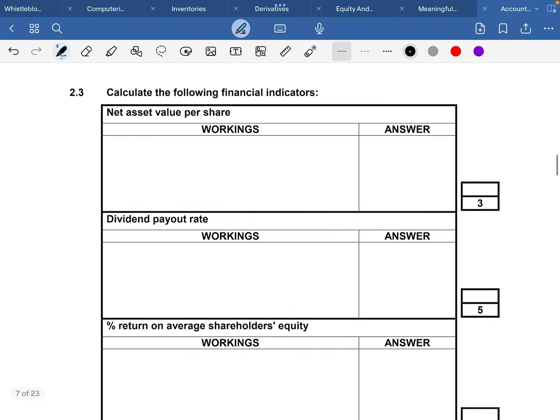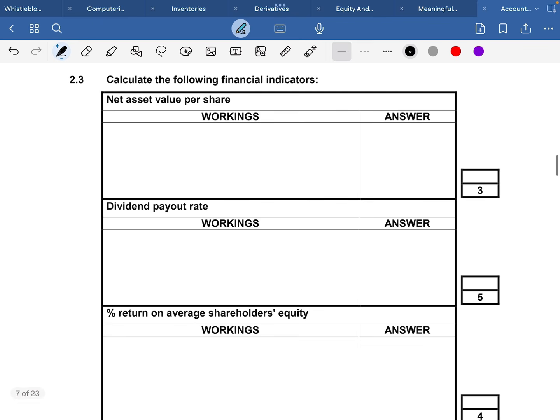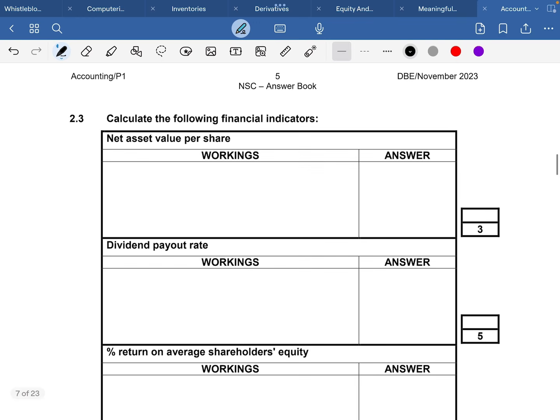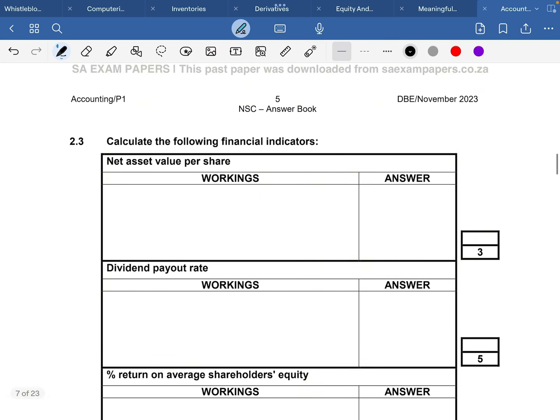Now we'll be moving to the last section, the last requirement of our question. Calculate the following financial indicators. For this one, I highly recommend that you watch my video where I was explaining financial indicators, but I'll also attach the link in the description of this video. So the first one to calculate is net asset value per share.